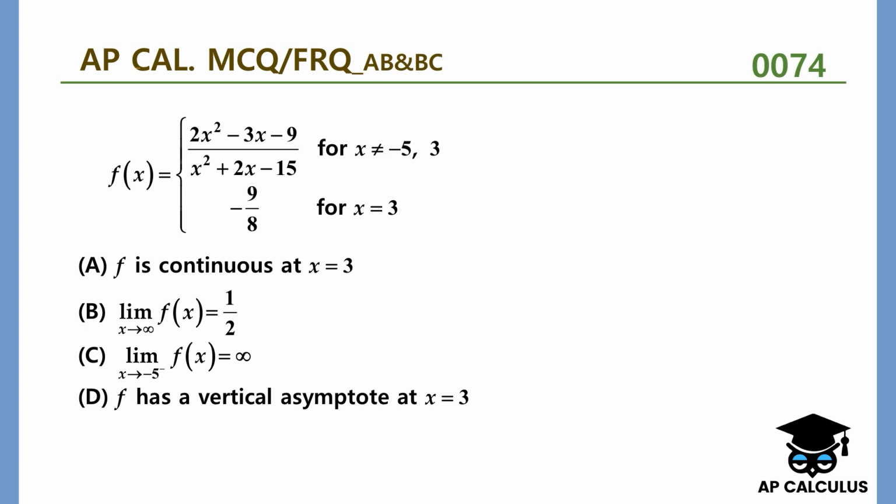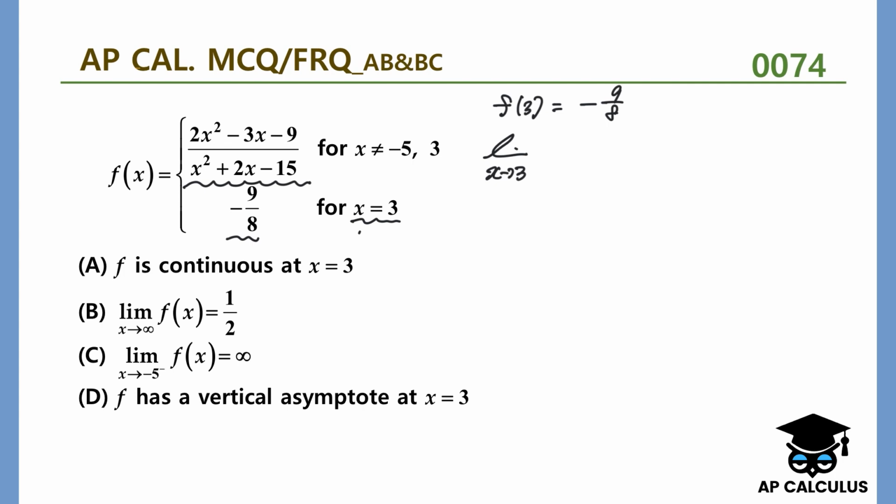Answer choice A. We have f is continuous at x equal 3. The function f is continuous if the function value is equal to the limit value at x equal 3. When x is equal to 3, the function value is negative 9/8. So f of 3 is equal to negative 9/8. And we want to check if the limit as x approaches 3 of f of x, this expression right here, is equal to the function value f of 3.